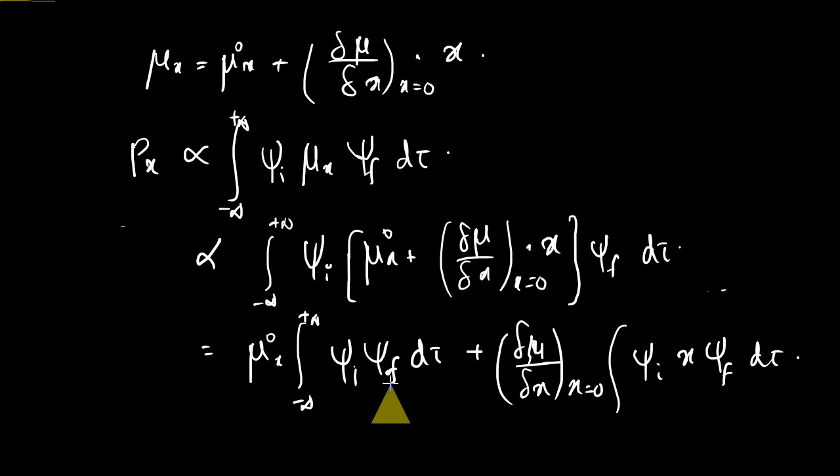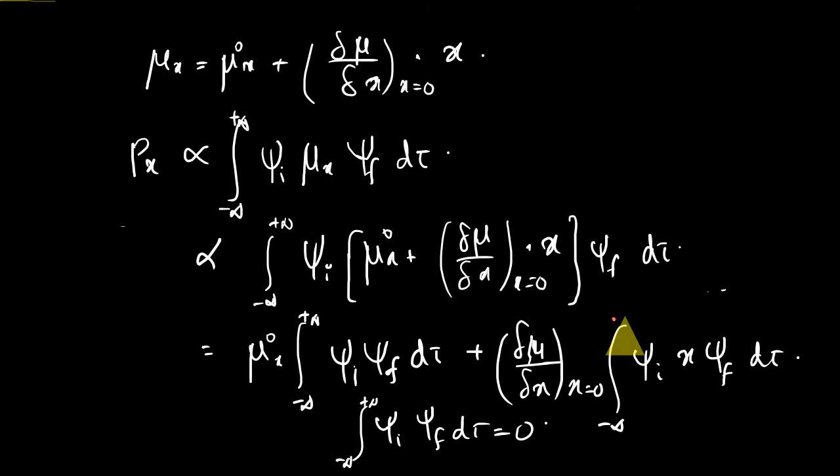Therefore, the integral of psi I psi f d tau will be equal to 0. Okay, this is equal to 0. The integral from minus infinity to plus infinity of psi I psi f d tau is equal to 0. Therefore, the first term will vanish from this expression. Then what is remaining? Only the second term will remain. Means Px is proportional to this one. This is a constant.